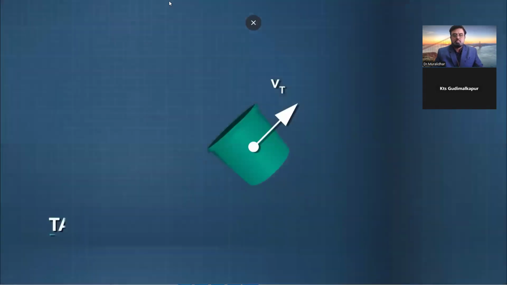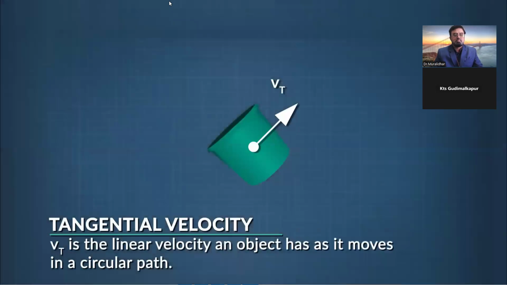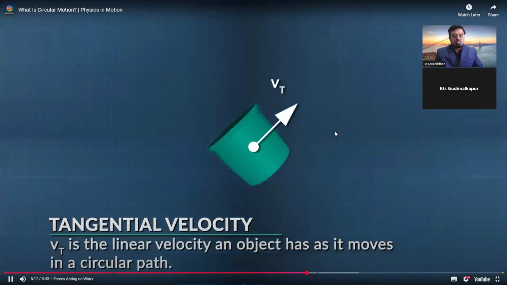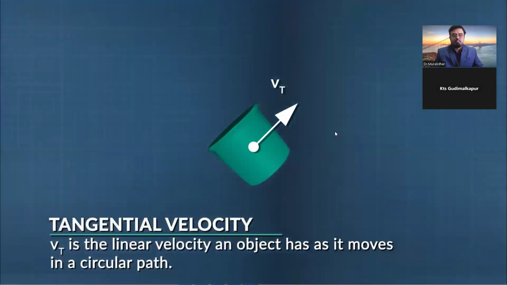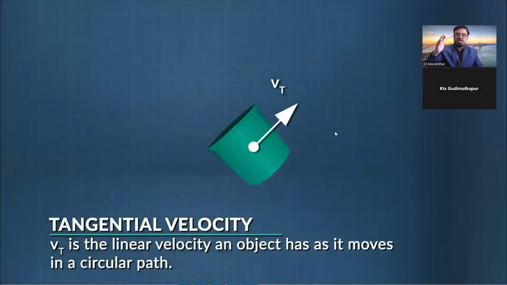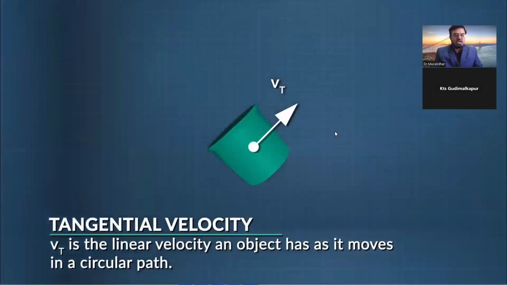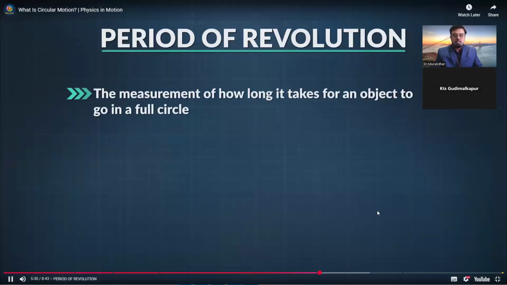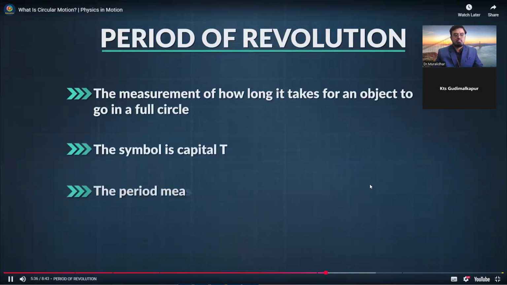The bucket's velocity is called tangential velocity, V sub capital T, because if tension lets up at any given moment, the object flies in a straight line that's tangent to the circle. So the direction of tangential velocity changes constantly as the object travels in a circular path. To measure how long it takes for the object to go in a full circle, that's called its period of revolution, capital T, or simply the period, measured in seconds.